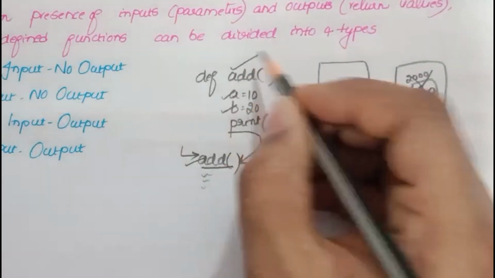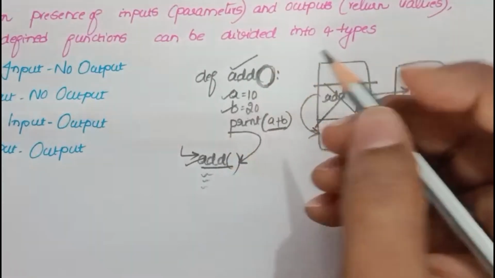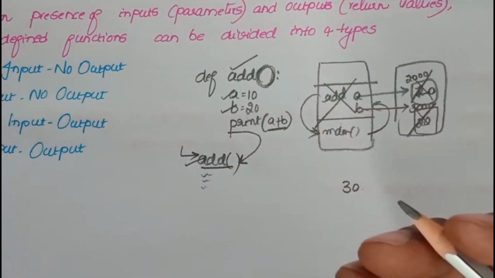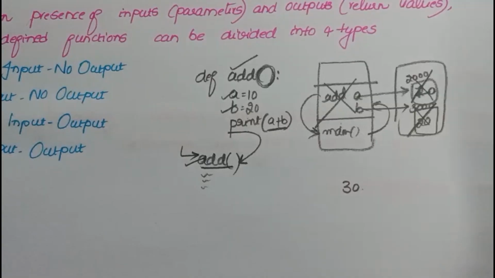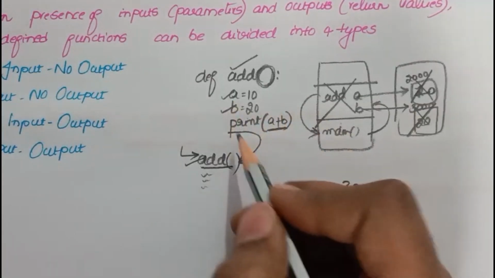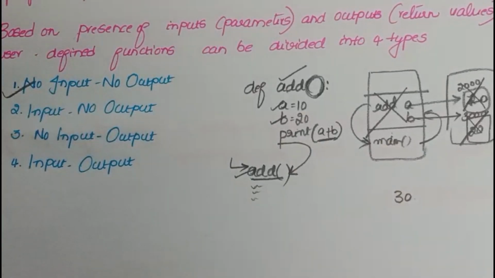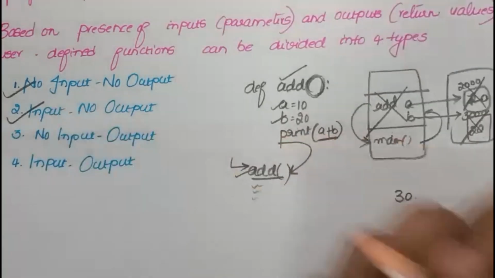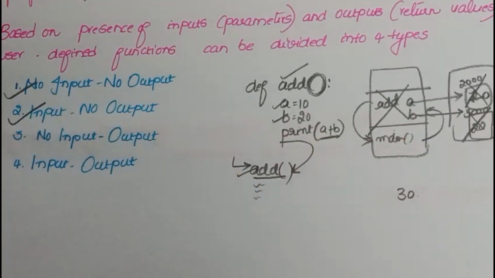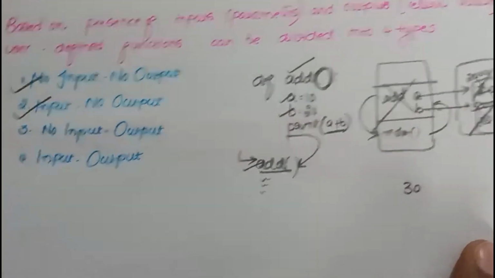So add is a function which has no input and also returns nothing. It just performed an addition operation. That's it. Next type is functions having input and no output. In this type, the function accepts input values from the user through parameters, but it does not return anything. It processes the input and usually displays the result directly.